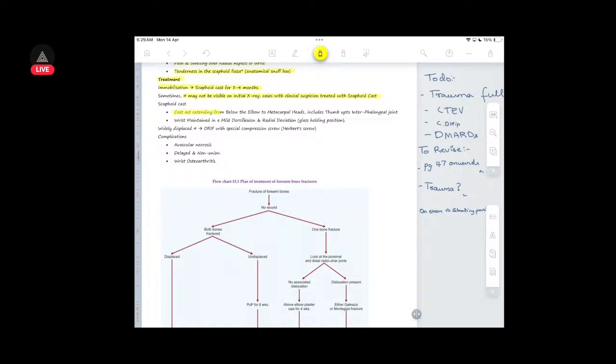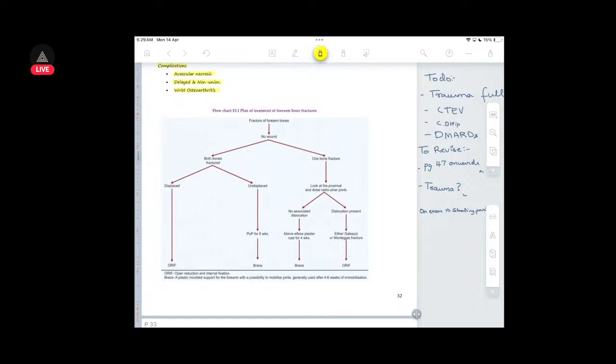It's a cast extending from below the elbow to the metacarpal heads. It includes the thumb up to the interphalangeal joint. The wrist is maintained in mild dorsiflexion and ulnar deviation, the glass holding position. For a widely displaced fracture, it is open reduction with a special compression screw, the Herbert screw. So complications: you have avascular necrosis, delayed union and non-union, and wrist osteoarthritis.